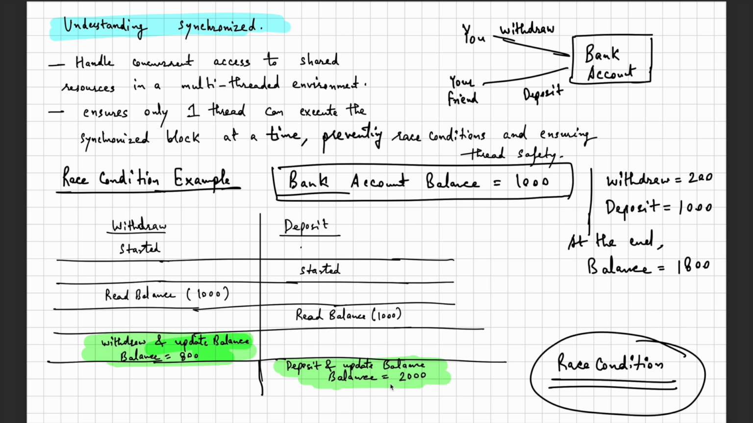So this is a race condition. How could we have prevented it? If at a time only the withdraw or the deposit could have been done, not both operations at the same time. If only one of the operations could be performed at the same time, then we could not have seen this race condition. Let's see this also with a code example.